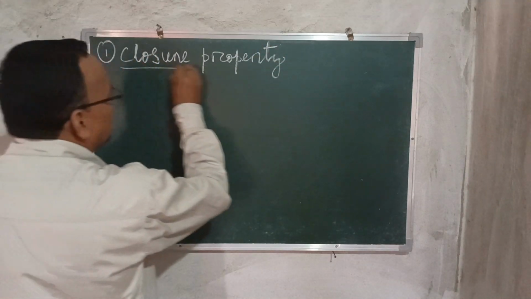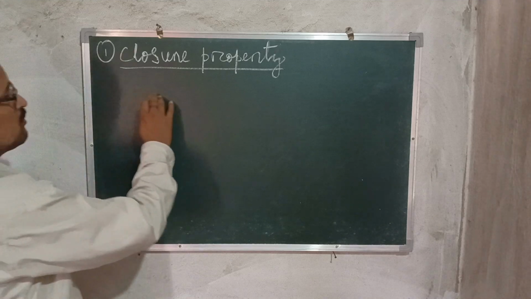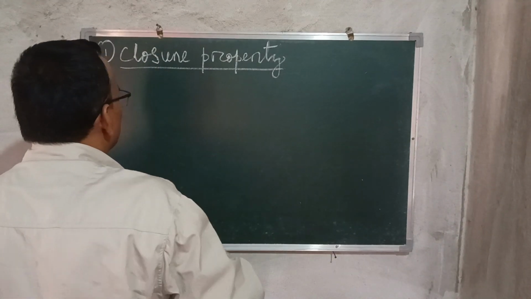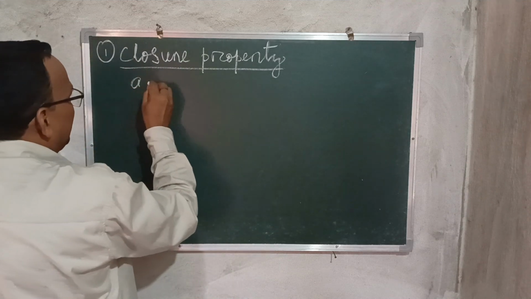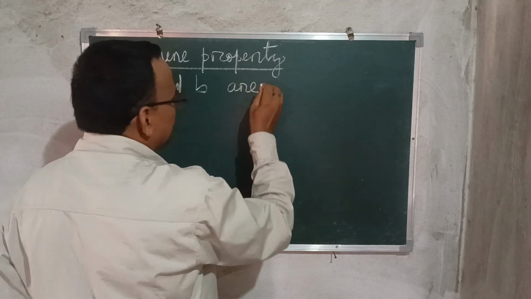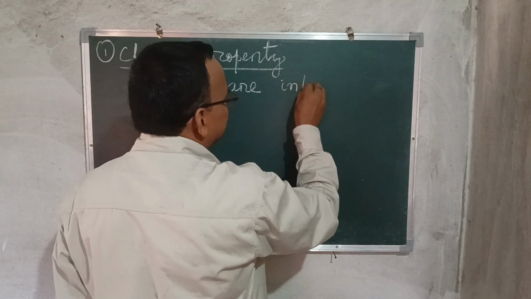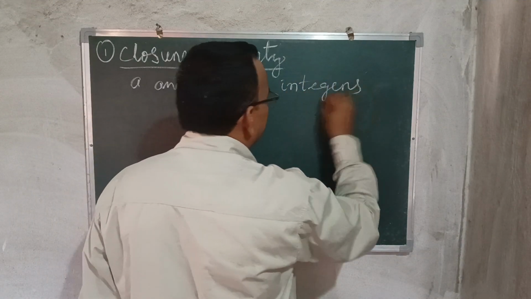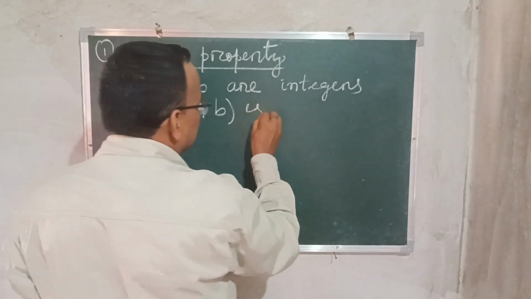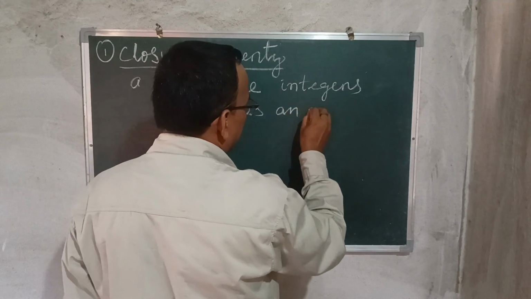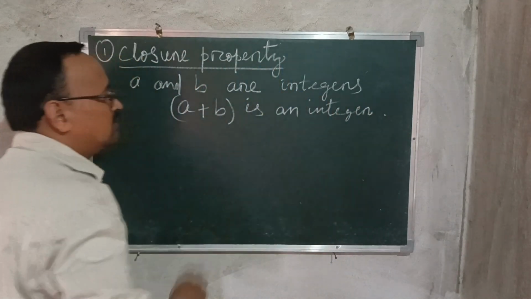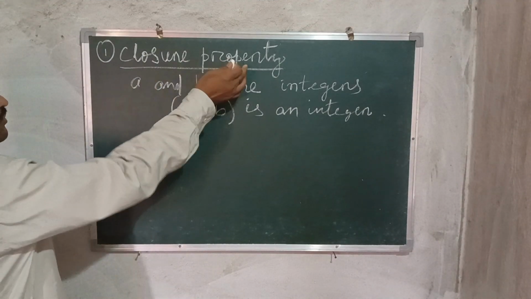Closure property. What is the closure property? The sum of two integers is an integer, that is the closure property. Suppose A and B are integers, then their sum, that means A plus B, is an integer also. So this is the closure property.